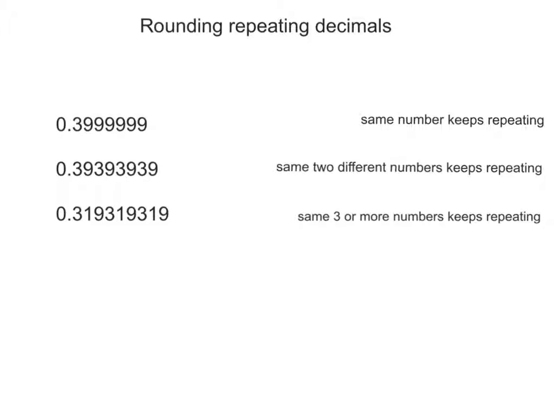Okay, so some decimals keep repeating. Now they can repeat in a few different ways. Either the same number can just keep repeating. Now, if this does happen where the same number keeps repeating, in order to round a decimal like that, all you need to do is rewrite it as follows. So you put a dot over the number that keeps repeating. Okay, so you do this when the number keeps repeating.